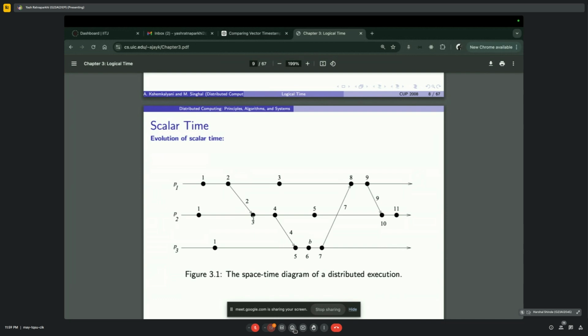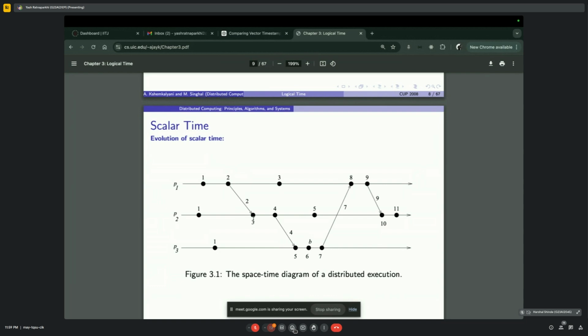My only concern is that we are incrementing the process 2 clock before comparing. We have incremented by 1, but from process 1 we are taking the same clock. Why are we not incrementing it and then comparing? Did you get what I am thinking? Yes, I got it.